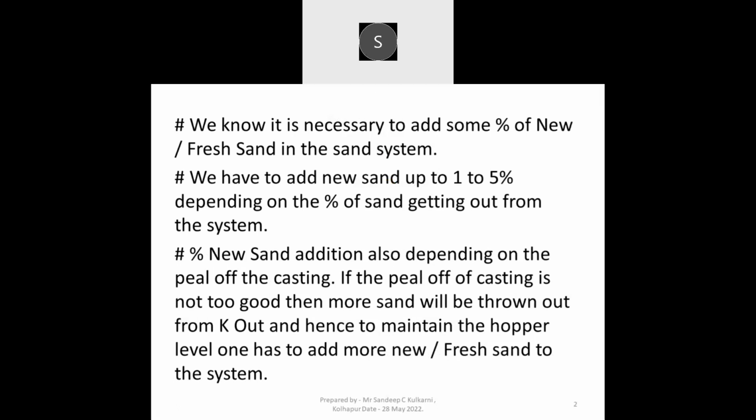We all know it is necessary to add some percentage of new or fresh sand in the sand system. We have to add new sand up to 1 to 5% depending on the percentage of sand getting out of the system. Percentage of new sand addition also depends on the peel-off of the casting. If the peel-off of the casting is not too good, then more sand will be thrown out from the knockout area, and hence to maintain the hopper level, which is minimum required allowed 85%, one has to add more new sand or more fresh sand to the sand system.